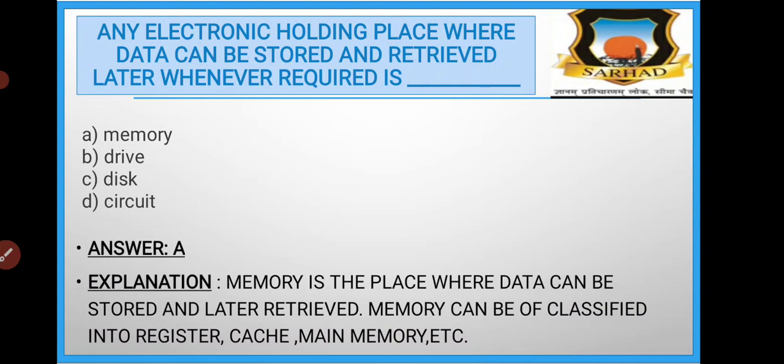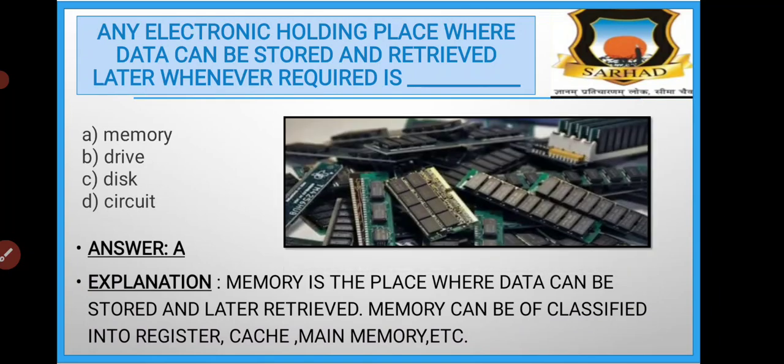Okay, so any electronic holding place where the data can be stored and retrieved later whenever we require is called the memory. So the memory is very important, used to store the data and retrieve it later also, and it has three types: register, cache, and the main memory. Okay, so the correct option is option A. So this is the image for this main memory.